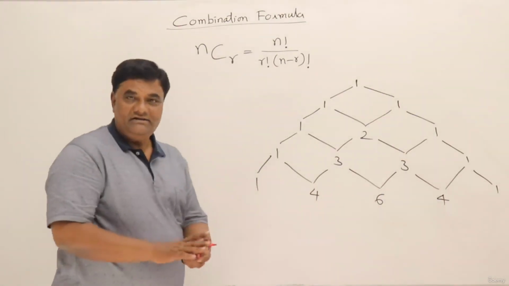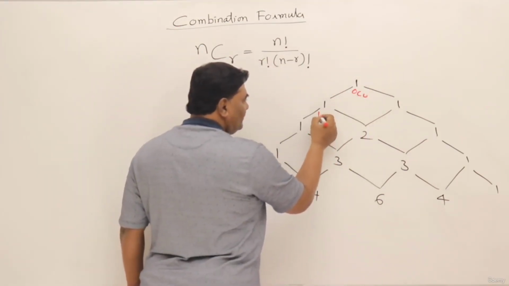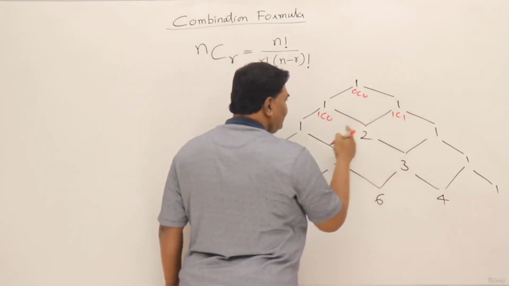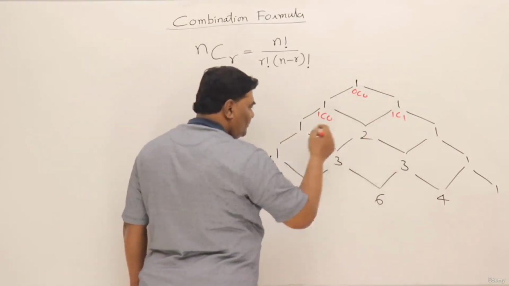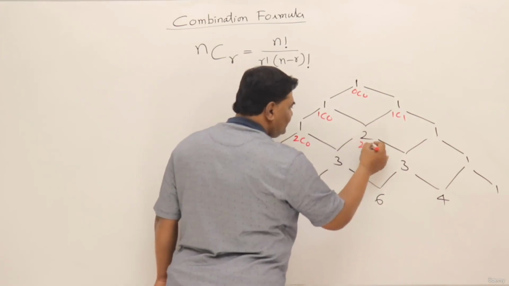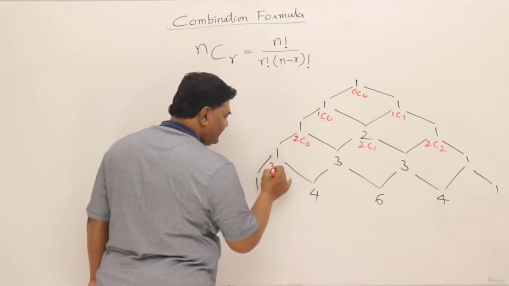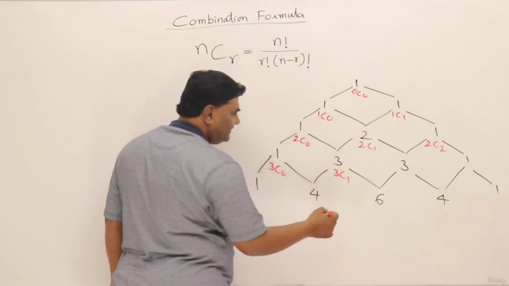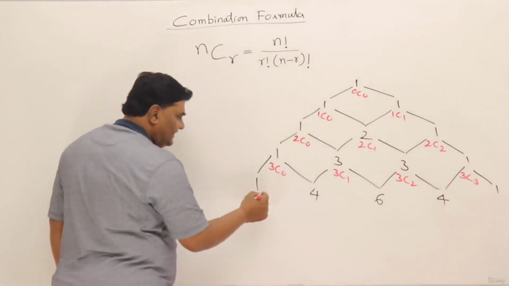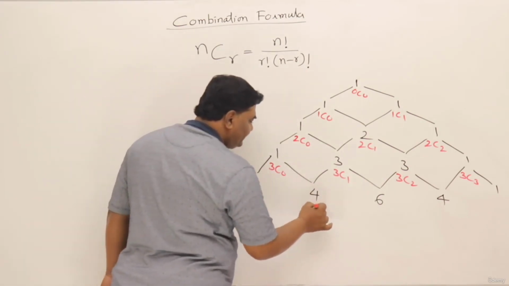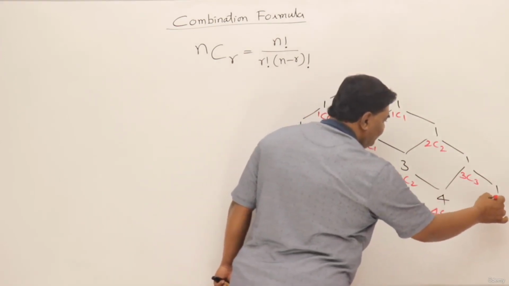So what these values are, let us see. This topmost value is 0C0 and this is 1C0 and 1C1. See, the value of n is 1, so r can be from 0 to 1. Now this row is for 2, so 2C0, 2C1, 2C2. Then this row is for 3, 3C0, 3C1, 3C2, 3C3. And the last row is 4C0, 4C1, 4C2, 4C3, 4C4.